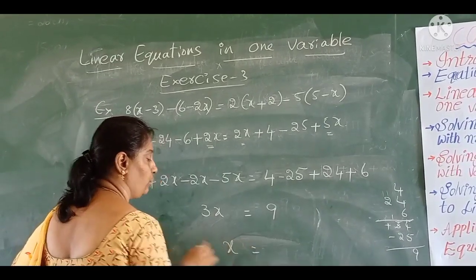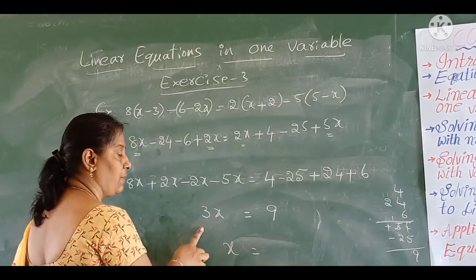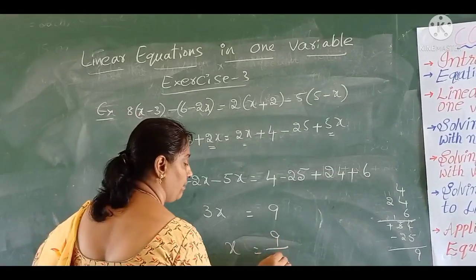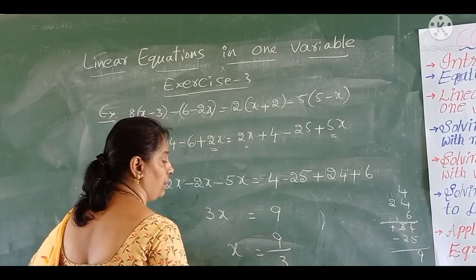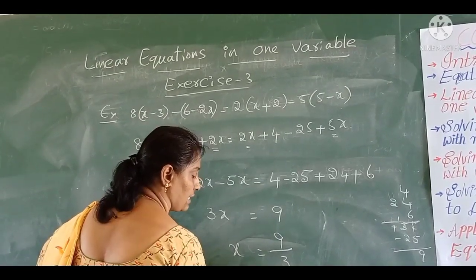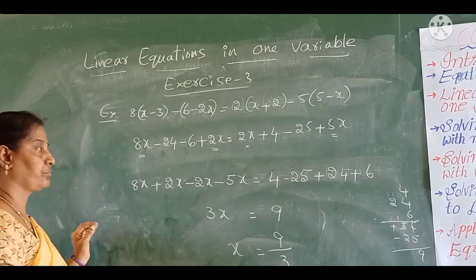So we have to find only x here. So x is equal to, we don't want the 3. By the transposition method, 3 is multiplied here and moving to that side it will become division. So how many times will it go? 3 times. So x is equal to 3.